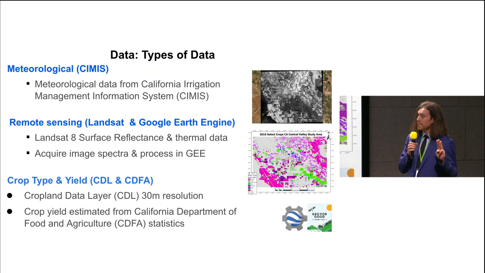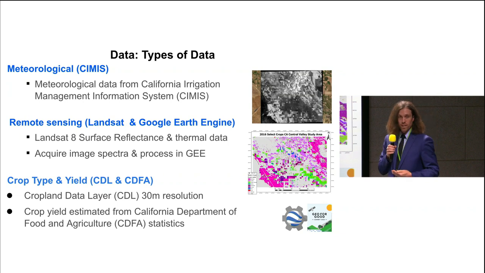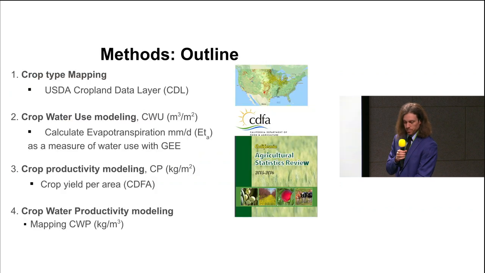Then using 3 main types of data, combining meteorological data, remote sensing data using Landsat 8 surface reflectance and thermal data with the aid of Google Earth Engine, acquiring the images and processing them, and then combining that with crop yield data from the California Department of Food and Agricultural Statistics, I was able to begin a crop water productivity analysis. This involved 4 main steps.